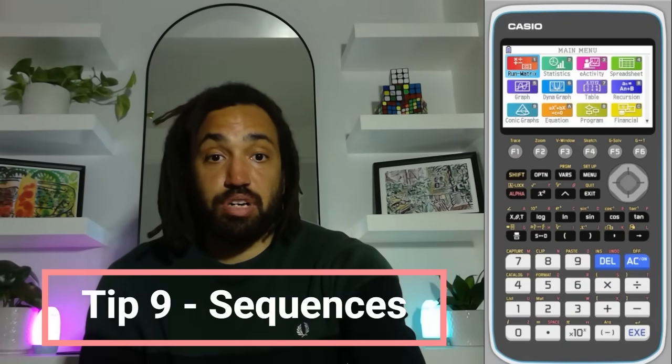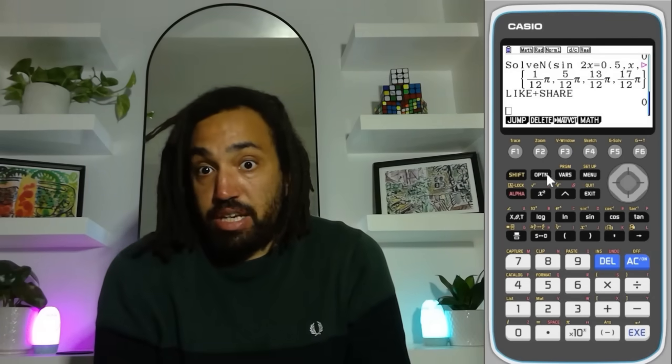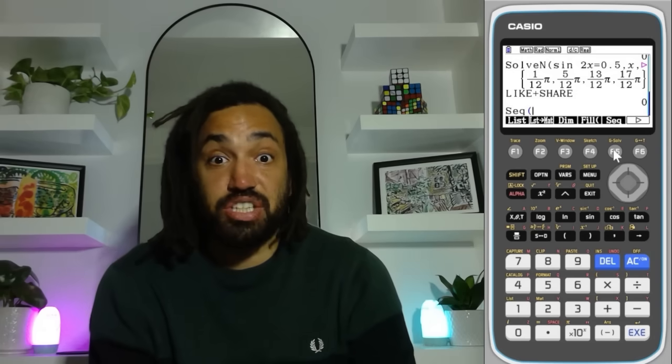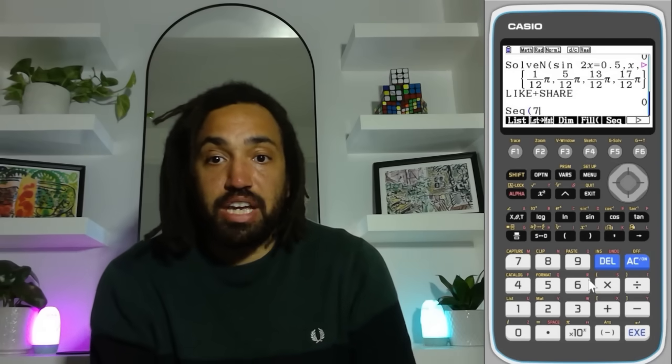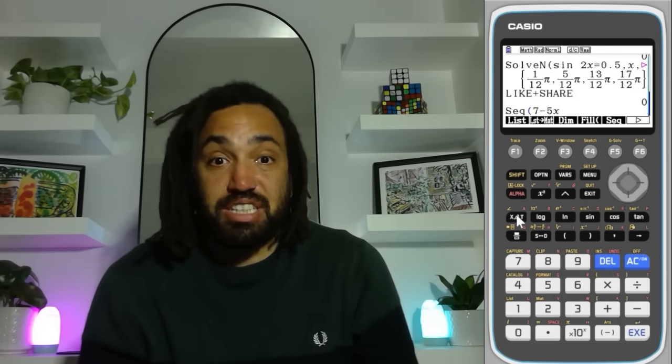Tip number 9, and we're talking sequences. Now this is really useful for the trapezium rule. First off, go to run matrix, and then go to option, and then go to list, and then go to sequence. And let's say you were doing a trapezium rule question, and this is the function 7 minus x squared.